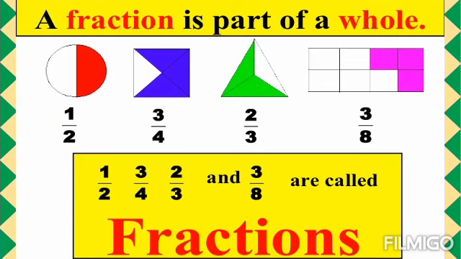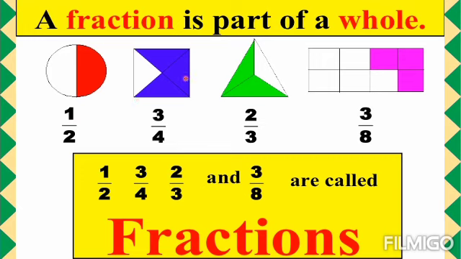Guys, this slide now shows the definition of fraction. It says here that a fraction is a part of a whole. I have here several examples: a circle, square, triangle, and rectangle. This circle is divided into two parts, so we have 2 as our denominator, simply because our first figure is divided into two equal parts. And there's only one shaded part, so that means our numerator is 1.